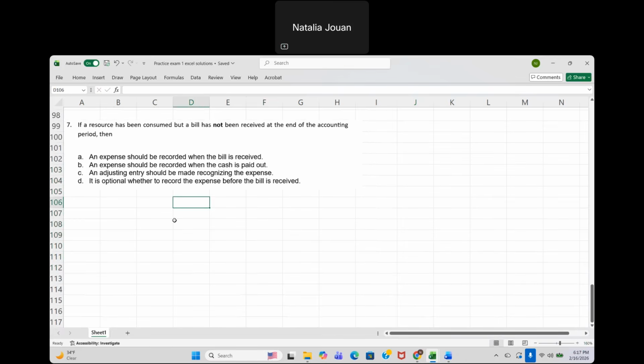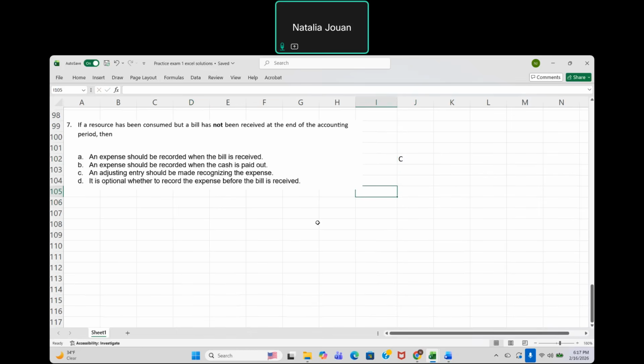If a resource has been consumed, but a bill has not been received at the end of the accounting period, when do we recognize the expense? Well, it doesn't matter whether we have received the bill or not. The fact that we have consumed the resource, it is already an expense. So you should adjust the books. So the correct answer is C: an adjusting entry should be made recognizing the expense regardless of the bill.